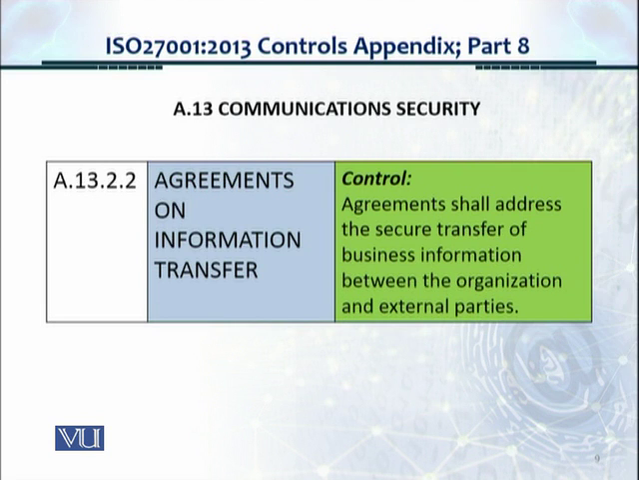Agreements on information transfer. Agreements shall address the secure transfer of business information between the organization and external parties. So obviously, that information may be intellectual property, that information may have an element of secrecy, that information may be time sensitive and critical because it may be, for example, stock exchange data. And we need to have agreements on the information transfer so that all the aspects related to that information, its security, confidentiality, integrity, criticality, and sensitivity are taken care of in the agreements with the external parties, because information is going to flow through the networks of those external parties.